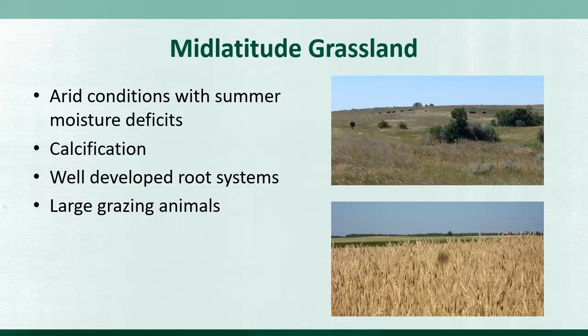Once we moved into the steppe climates, we start to move into the true grassland areas. These are places where there are arid conditions with really large summer moisture deficits. Very difficult for big trees to grow, except along waterways where there's a lot of available moisture. But the good news is calcification is very strong. And so the grasses that are adapted to growing in these areas have extremely well-developed root systems.